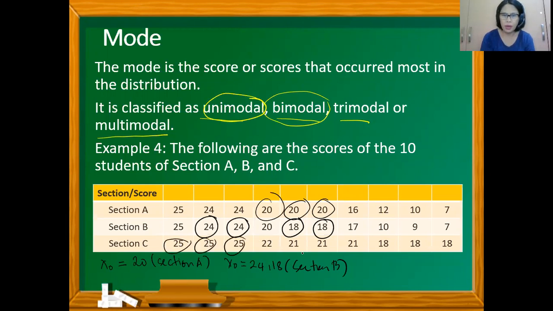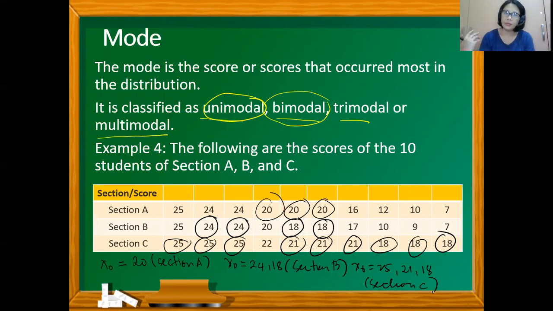Now, the mode for section C, we have 25, 25, 25, 21, 21, 21, 18, 18, 18. There were three students who scored 25, another three students who scored 21, and another three students who scored 18. So three is the highest frequency, and we have three modes for section C, and the modes are 25, 21, and 18. This is called trimodal or multimodal.